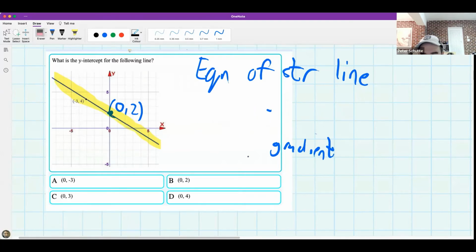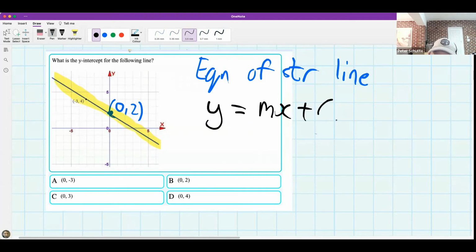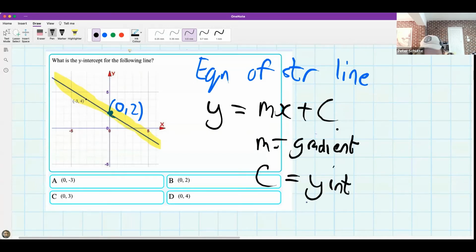Now, all straight lines have a standard form, and the standard form that you learn about is something called y equals mx plus c, where m is the gradient of the line and c is the y-intercept. Since you already know what the y-intercept is, in order to find the equation of this line, you just need to find the gradient.